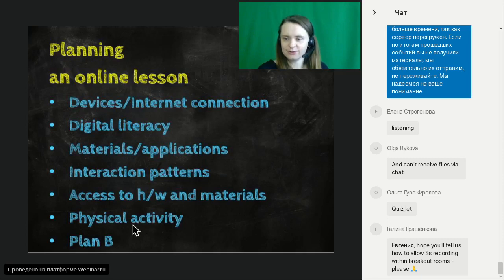How to allow students recording with breakout rooms. Okay, if you have some questions, we will go back to that later. It's better to write your questions in the question section in the special chat for that, because I might lose that in the usual chat. And we will have some questions and answers closer to the end.